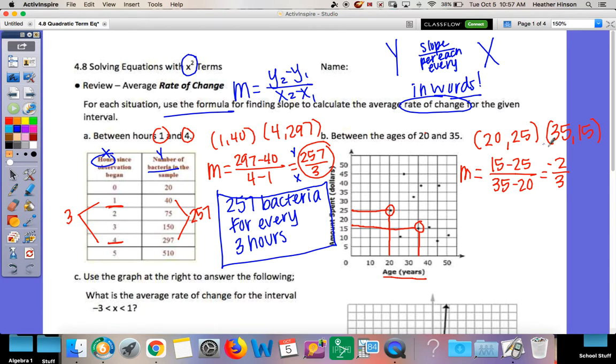And again, we just have to put that in words. So this is my y over x. My y-axis is the money I spent, and my x-axis is my years. So this is negative, which means we are spending money. Our money is going down. So you spend $2. That's my y. And then pick a slope word. So I'm going to say every again. And then my x is 3 years. So I spend $2 every 3 years.